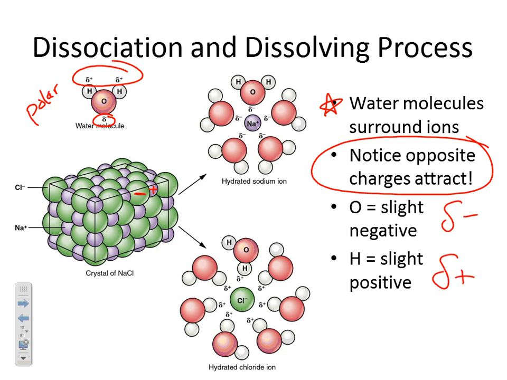Notice the sodium, which is positive, has all the partial negatives of the oxygens surrounding it, and the water is essentially pulling the positive ion away from the other negative ions. And likewise, when we have the chloride ion, which is a negative charge, notice all the partial positives of the hydrogens in the water are now surrounding it. So this helps in this dissociation. The water essentially prevents the ions from getting back together.